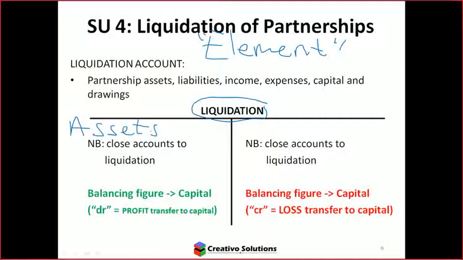Okay, so assets go on which side? The debit side of liquidation, because assets have debit balances. Okay, where would I put liabilities? On the credit side. Exactly, because they have credit balances. Where would I put income? On the credit side. Good, because they have credit balances. And expenses? On the debit side.